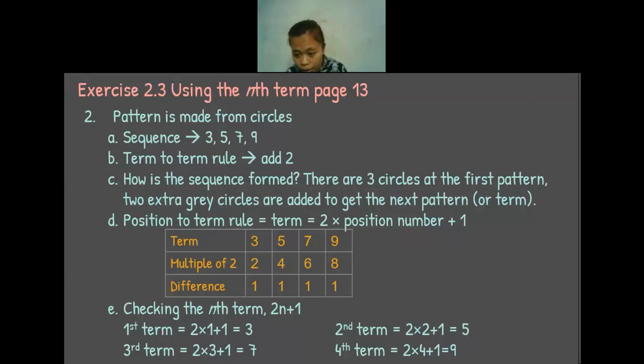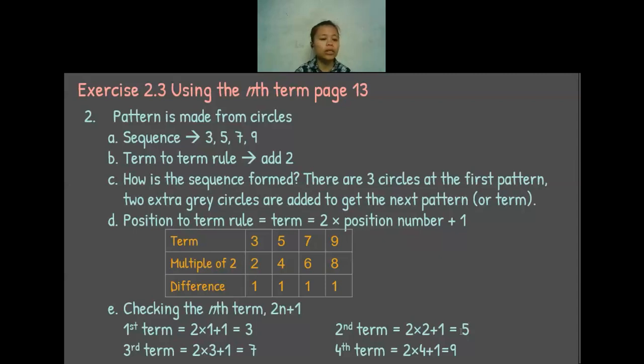For the question B, we have to find the term to term rule. For the term to term rule, we'll be using add 2 because from 3 into 5 we have to add 2. From 5 into 7 we have to add 2. 7 into 9 we have to add 2. That's why in here the term to term rule will be add 2.